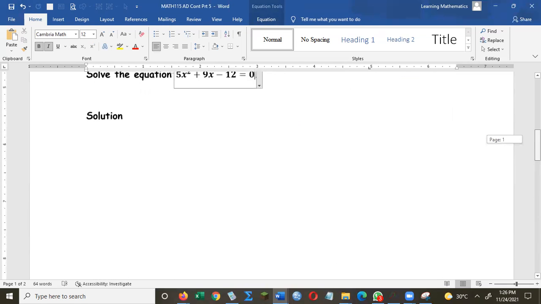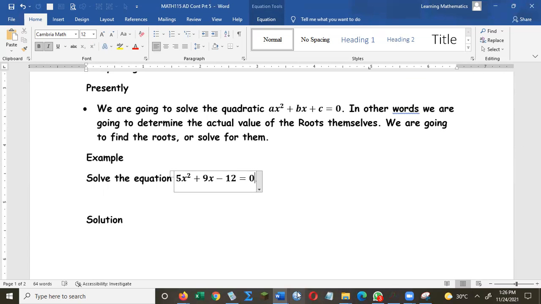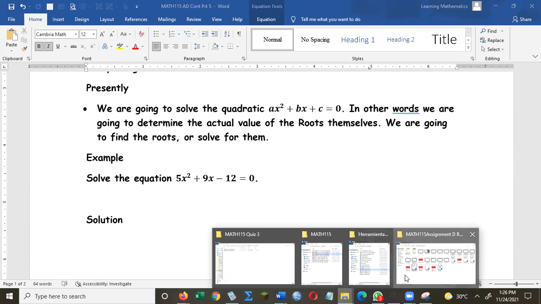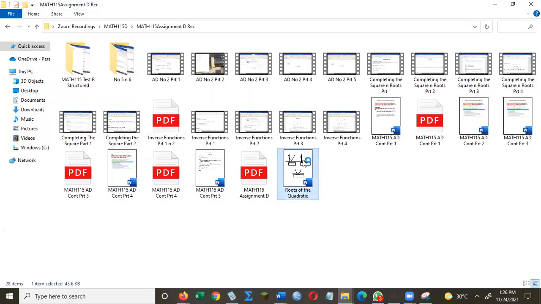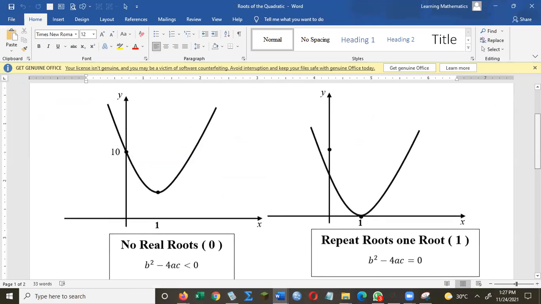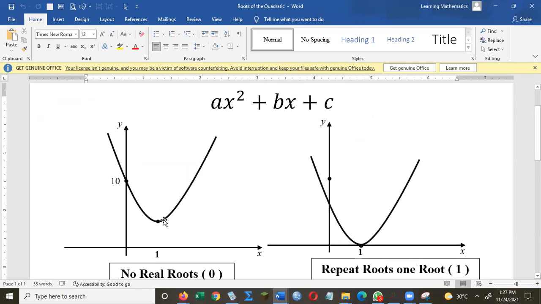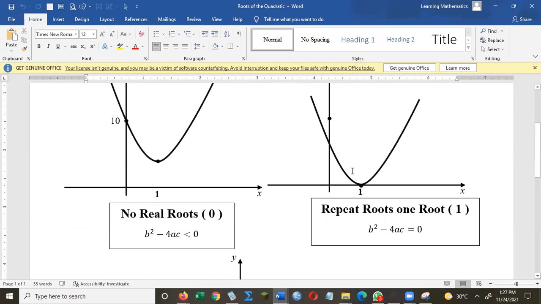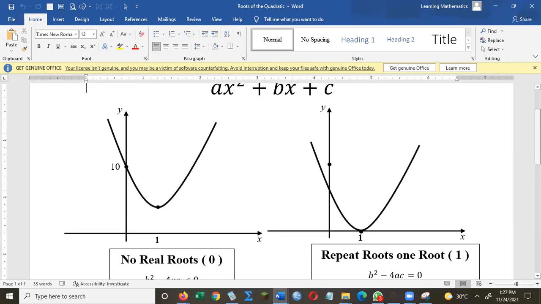All right? Because what we are actually going to find is that. I'm going to show you what we're actually going to find. This type of quadratic has no roots. So this one cannot be solved. There are no real roots for this one. This one, when you solve it, you're going to get one root, one number, because it's touching the x-axis only once.